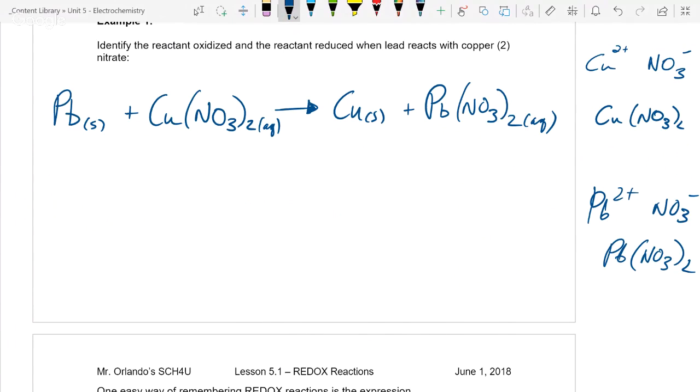Okay, I've been working on this over here. How's that look compared to what you guys have? Okay. When we go to make this a net ionic equation, do I even need to put the total ionic equation step in the middle, or can we intuit this? What are going to be the spectators? Yeah, the NO3s are going to be spectator ions, right? So what will the net ionic equation of this thing look like?